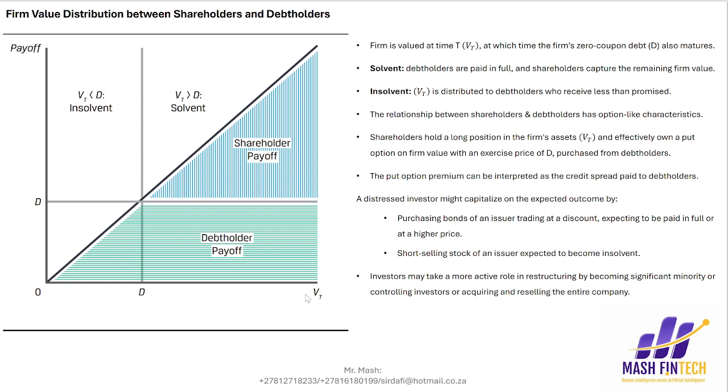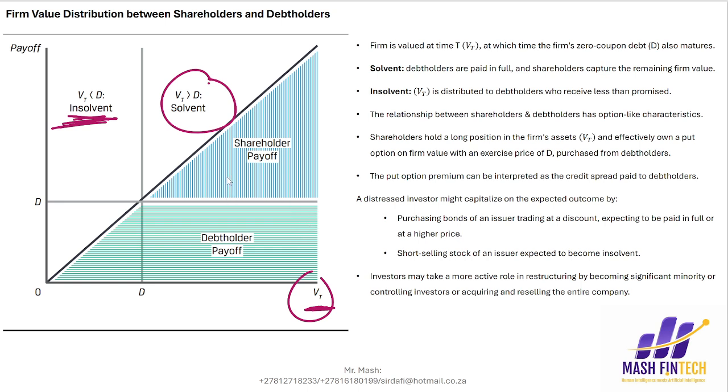Assume the value of a firm, VT, at time T is given by this VT, and at that time, the firm's zero coupon debt is given by D. What you realize is that as long as the value of the firm is bigger than the value of debt, the firm is solvent. But once the value of the firm goes below the value of debt, then the firm becomes insolvent. And the debt holders have a priority over the equity holders.